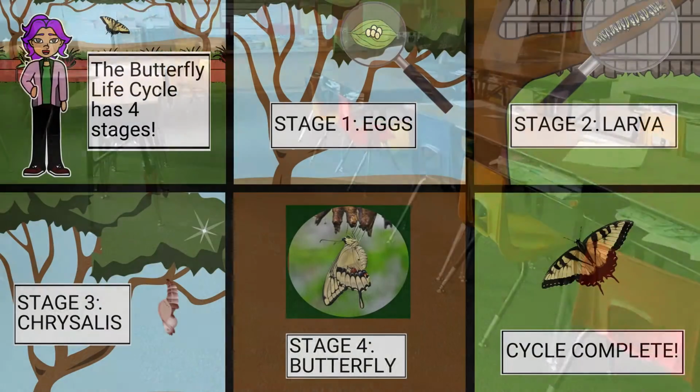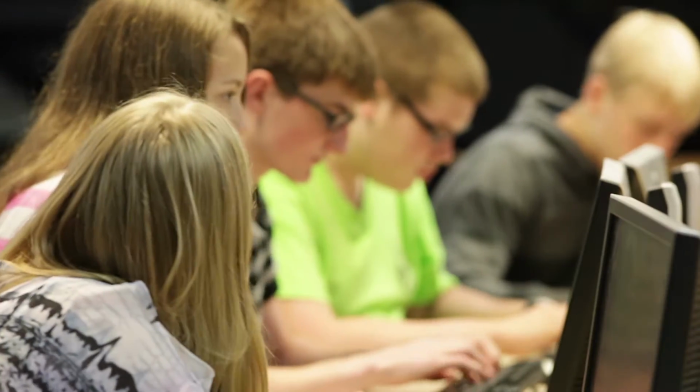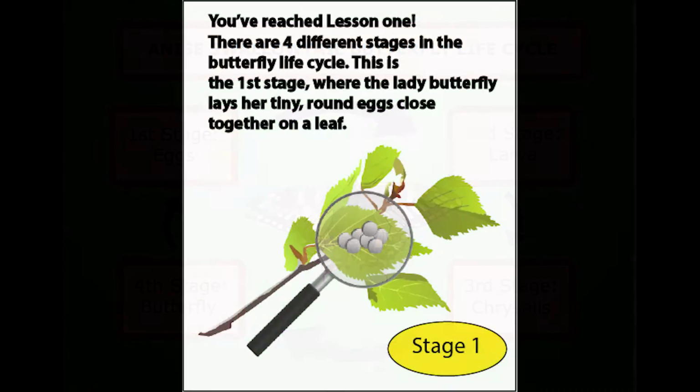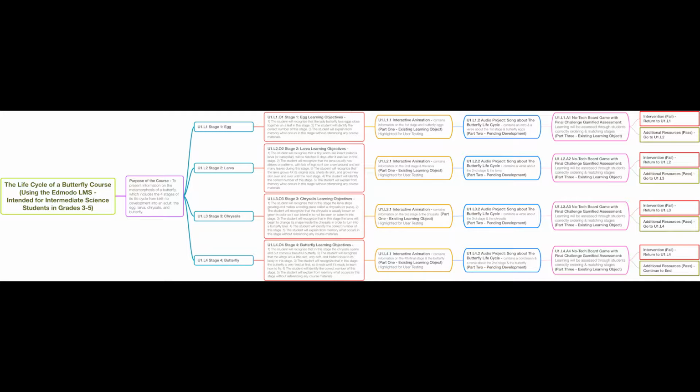Welcome to the Unit 1 Life Cycle of a Butterfly course using the Edmodo LMS. This learning module is for science students in grades 3 through 5. The purpose of the course is to present information on the metamorphosis of a butterfly, to include 4 lessons on the 4 stages of its life cycle from birth to development into an adult. Each lesson has its own set of stage-specific learning objectives.